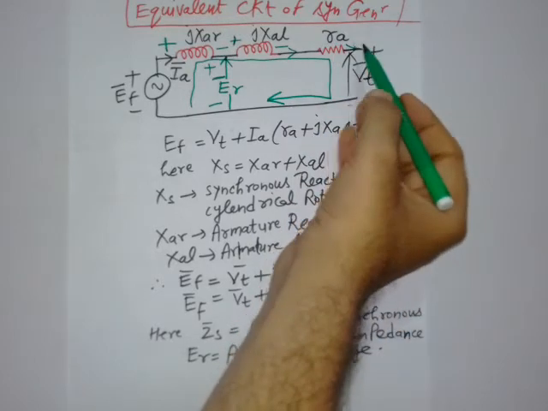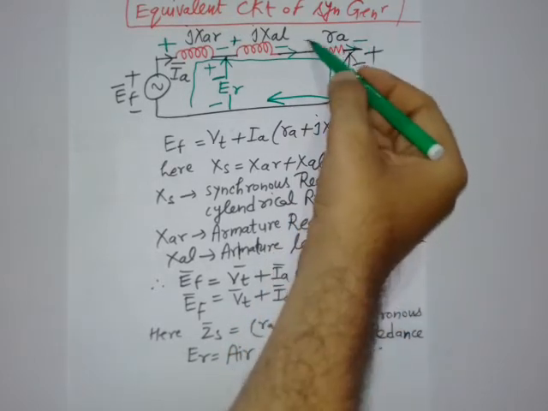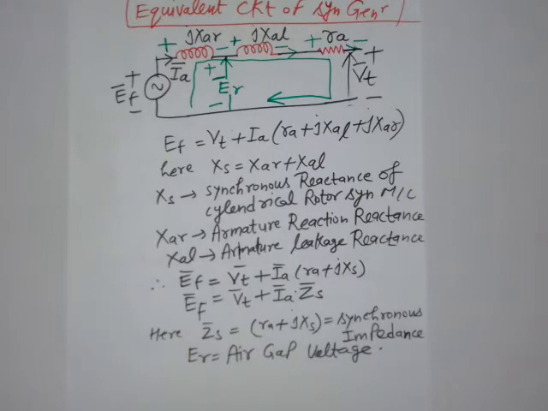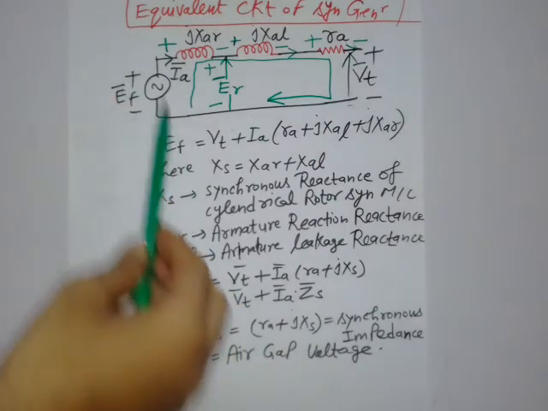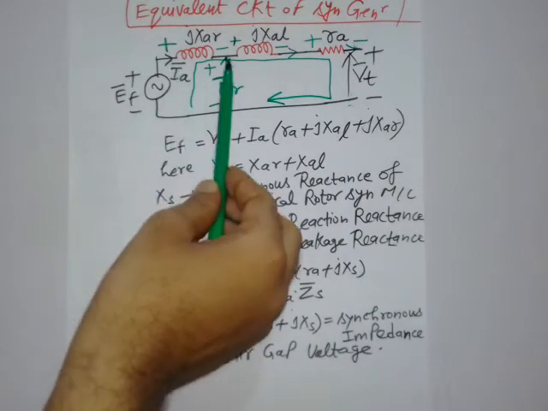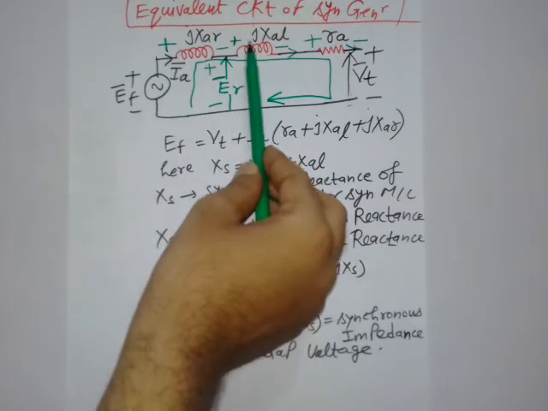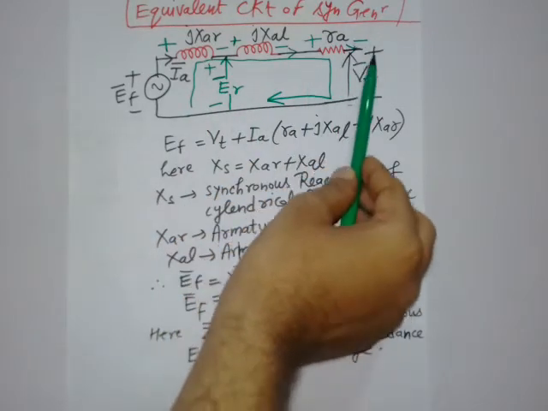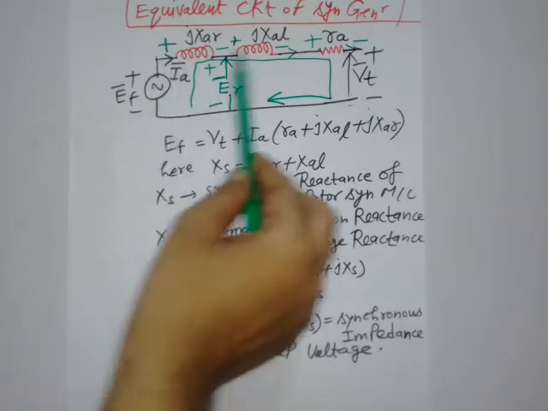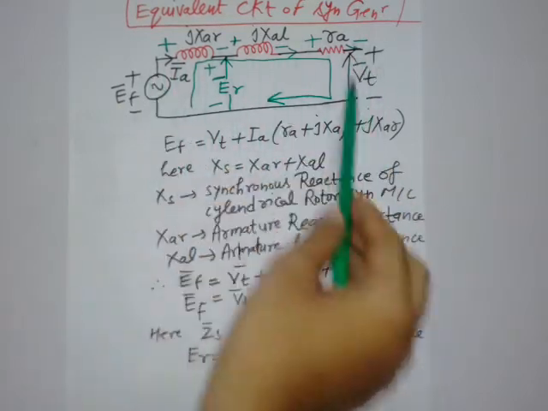So this means this later terminal will be negative and this will be plus. Now you can apply Kirchhoff's voltage law, minus to plus: plus EF, minus IA jXAR, minus IA jXL, minus IA RA, plus to minus, minus VT, right? Loop completes and you will get this circuit equation.